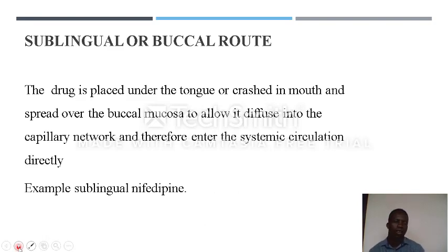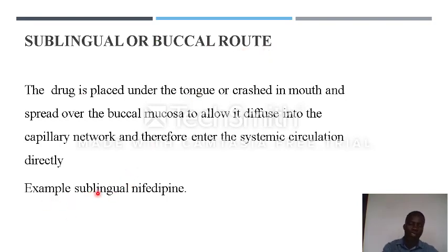Sublingual or buccal route. The drug is placed under the tongue or crushed in the mouth and spread over the buccal mucosa to allow it to diffuse into the capillary network and therefore enter the systemic circulation directly. An example is sublingual mifepristone. You place the drug under the tongue, or you crush it in the mouth and spread it over the buccal mucosa to allow it to diffuse into the capillary network. Yes, so that is what I mean by the sublingual or buccal route.